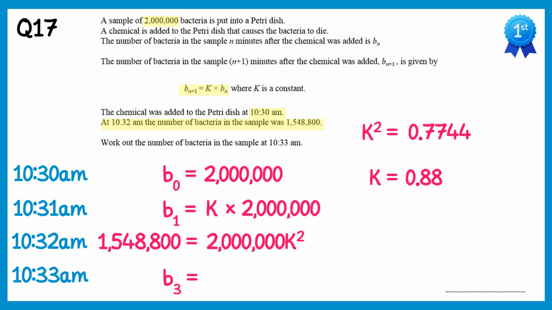We'll now move on to 10:33 am. So this is the value B3, which is equal to k times B2. But we actually know k now, it's 0.88, and we know B2 as well. That's the previous value, 1,548,800. So if you type this into your calculator, you'll get the answer we need, which is 1,362,944.